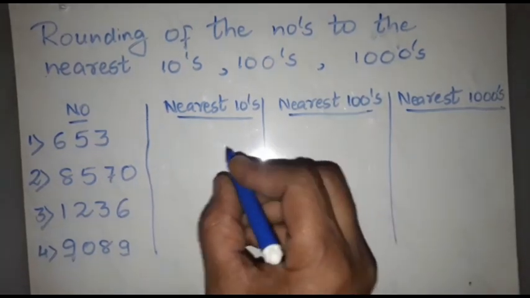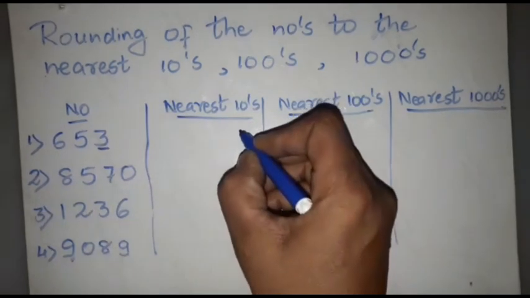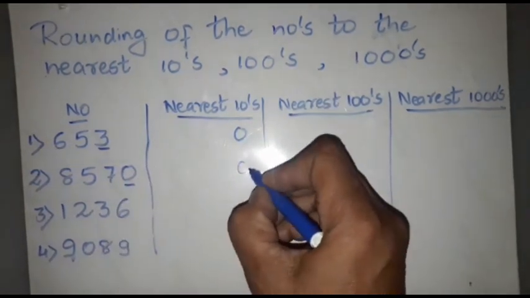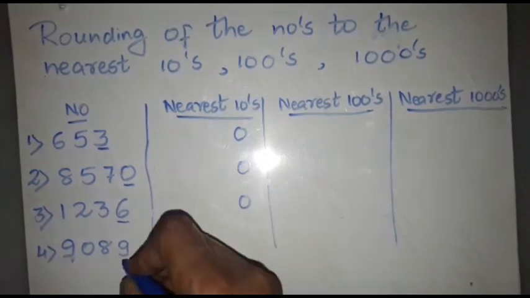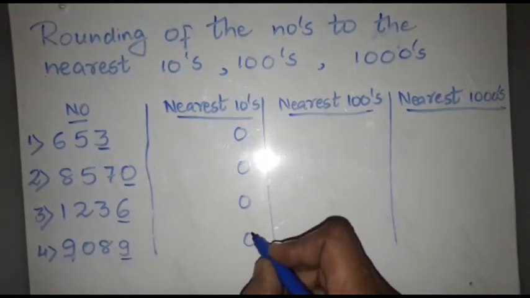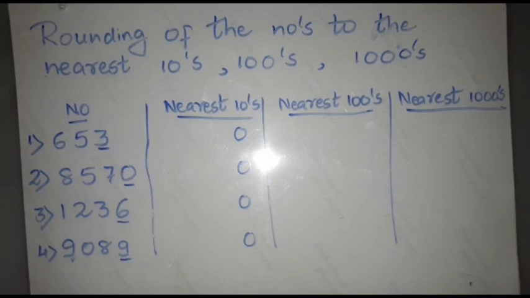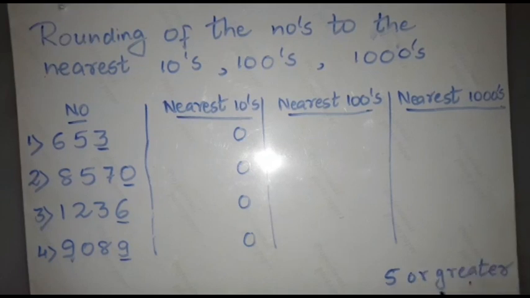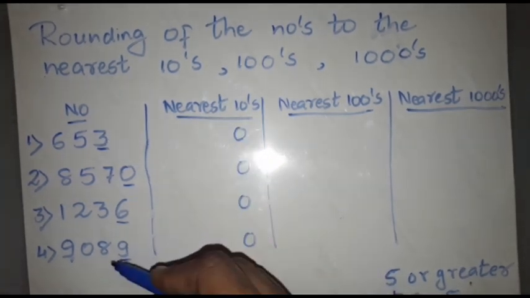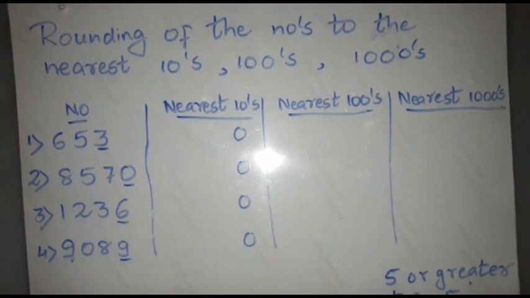So one zero, so one digit underline it. Now you have to think that the underlined digit, is it 5 or greater than 5? If it is 5 or greater than 5, that is, if you have 5, 6, 7, 8 or 9 as the digit, then you need to add 1 to the previous number, otherwise not.